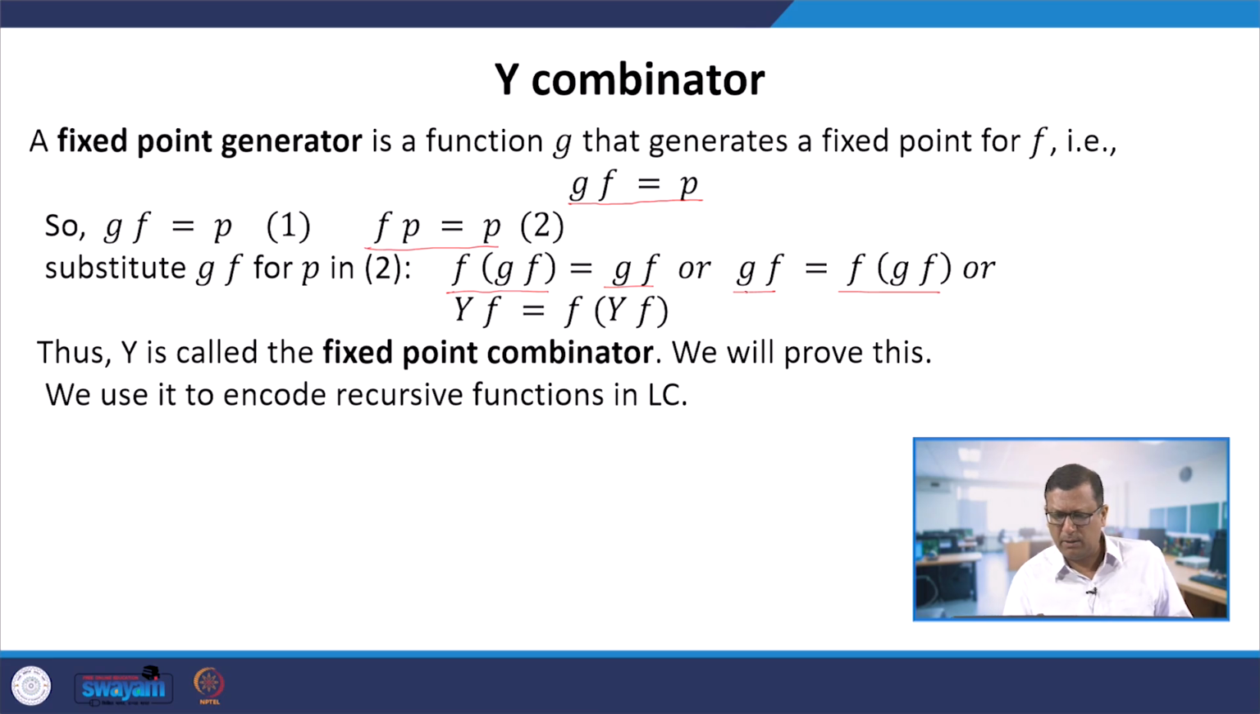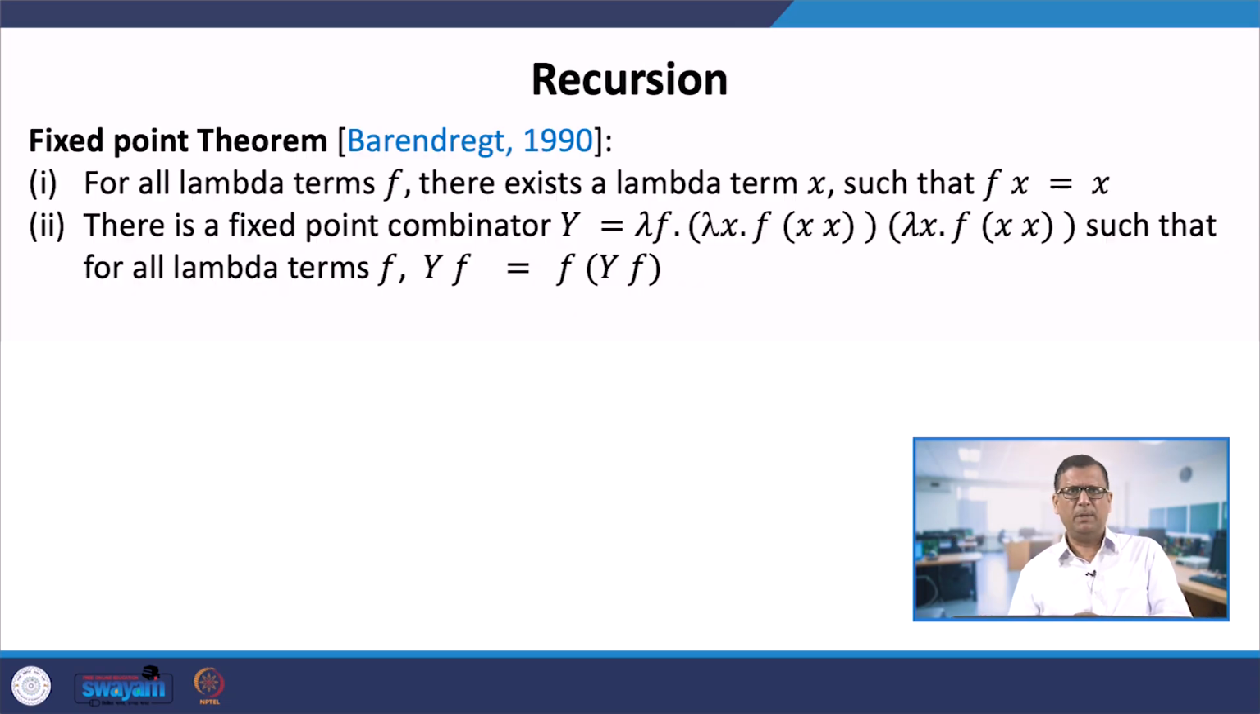What we have done is just replace g with Y, and we say Y is a fixed point combinator. However, we need to prove this, and we are going to prove it. This Y, the fixed point combinator, is what actually gives the recursive function. It is not just any combinator, it is a fixed point combinator. So now we will see how to encode recursive functions in lambda calculus.